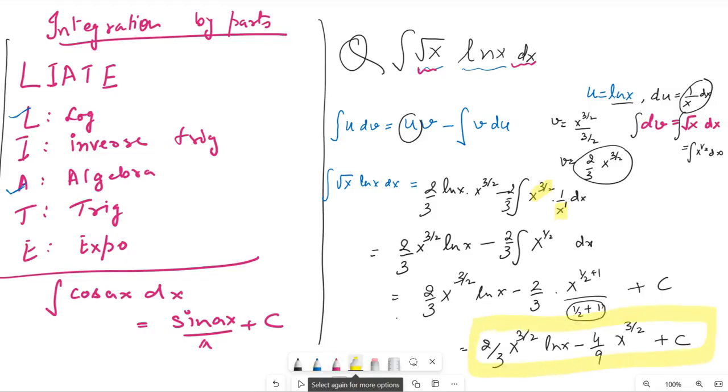So what I want to emphasize here is, if you remember this mnemonic LIATE, it helps you decide which function you take u as and which function you take dv as, which will make it easier to proceed from the integration formula.